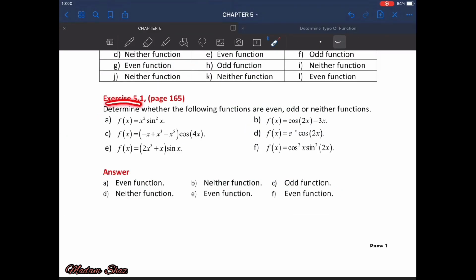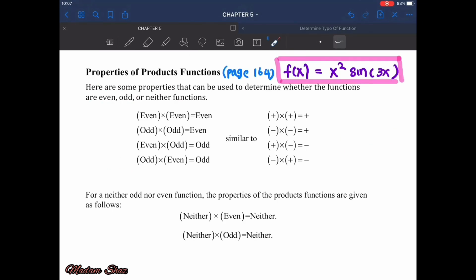So for exercise 5.1, page 165, this one you can do as your own exercise. If you refer to the textbook, page 164, there are properties of product functions. These properties can be used in order to determine types of the function. For example, if you want to solve a function that is multiplied with another function, which is x squared multiplied with sine 3x, in order to solve the question by using these properties, you have to remember all of these properties. So there is no problem if you want to determine types of the function by using the properties or by using the method that I have discussed before this.